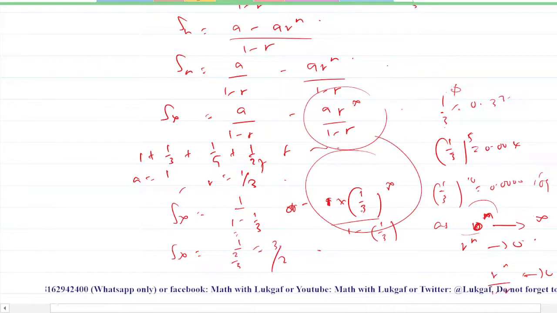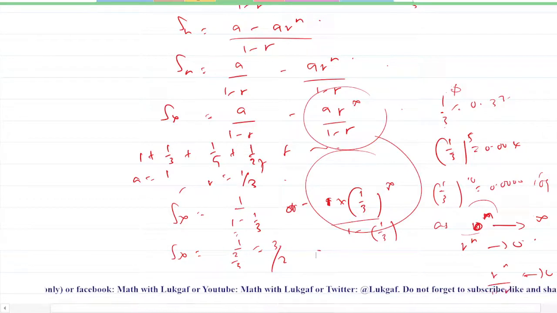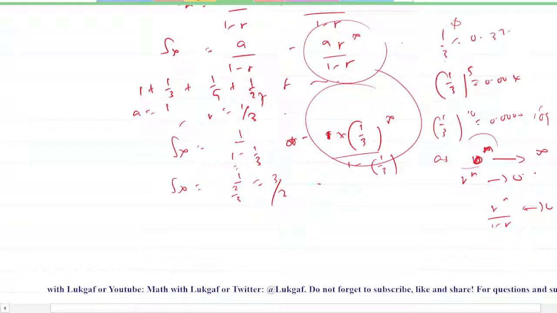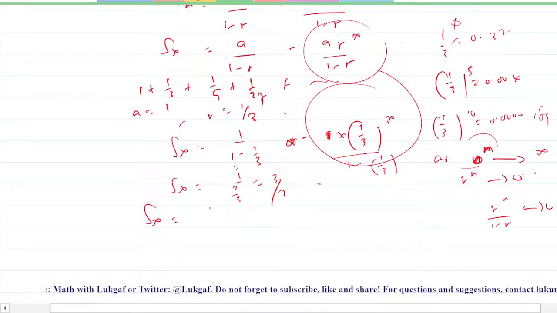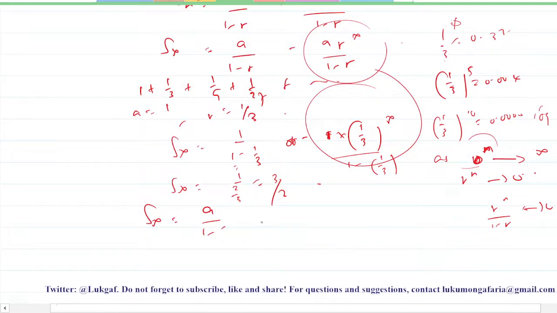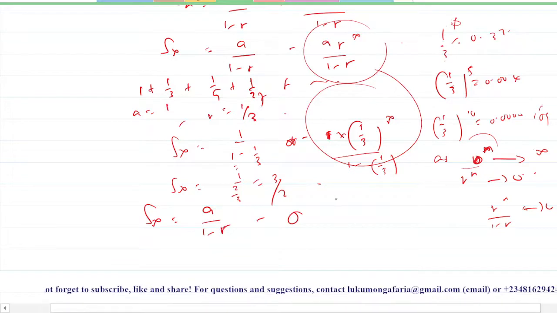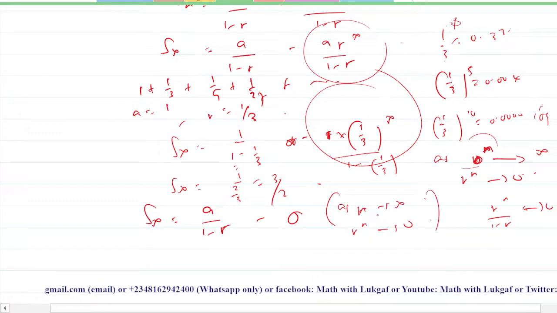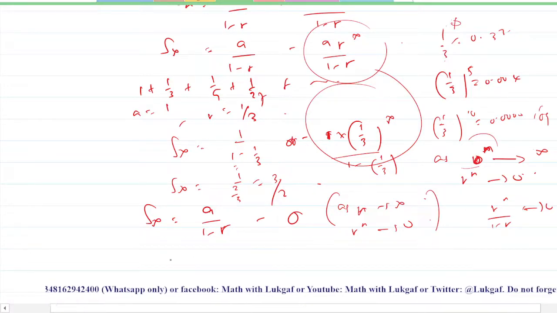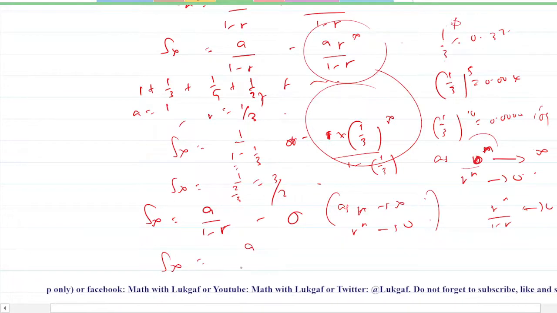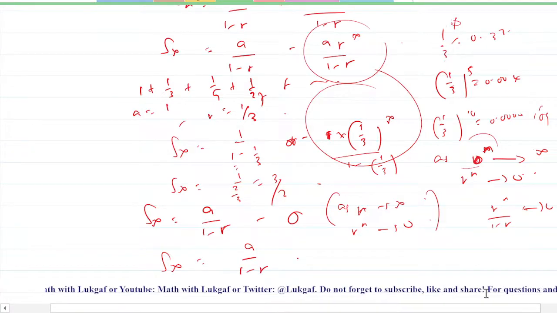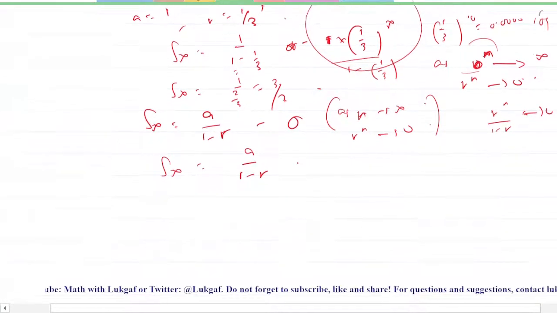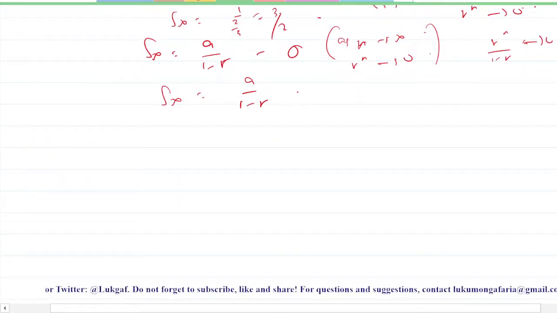So in essence, this is what we were doing before. We have that our S infinity is A divided by 1 minus R minus 0. Do you know how it is 0? Just say as n tends to infinity, then your R raised power n tends to 0. You understand that? And your n here is infinity, so it means your S infinity is equal to A divided by 1 minus R. And that's the formula you'll be using to calculate the sum to infinity.